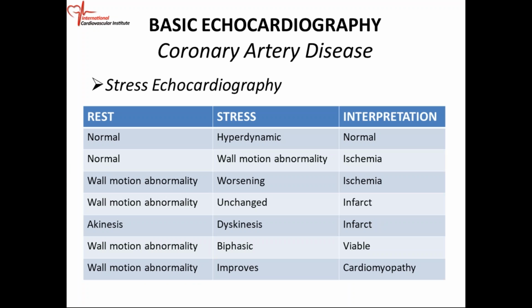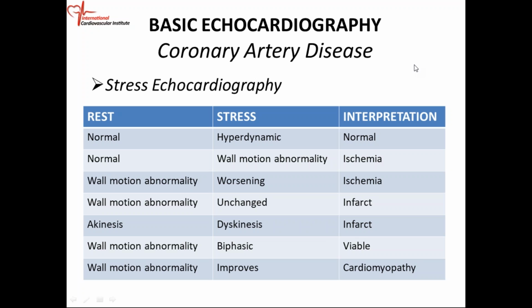So when we do a stress echo, we get a resting 2D echocardiogram, and then we put the patient on the treadmill, or we give them the dobutamine, and then we're gonna get exercise or stress images. Okay, so we're gonna get exercise or stress imaging.